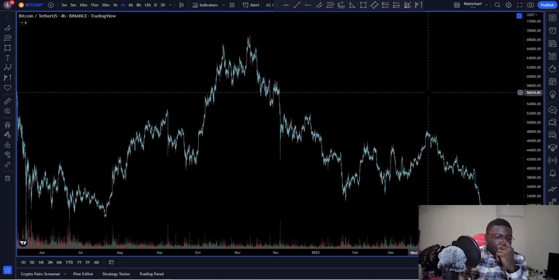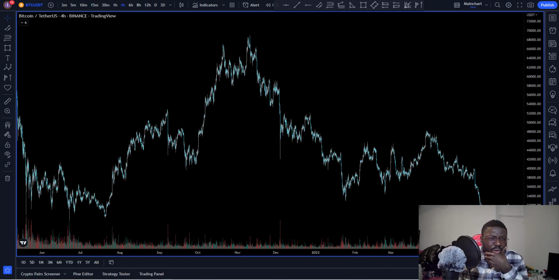So the strategy we are talking about is a very popular strategy, but not everybody knows how to use it, and most of the time people end up being trapped. And the strategy is called swing failure pattern, which is SFP. So what is swing failure pattern?